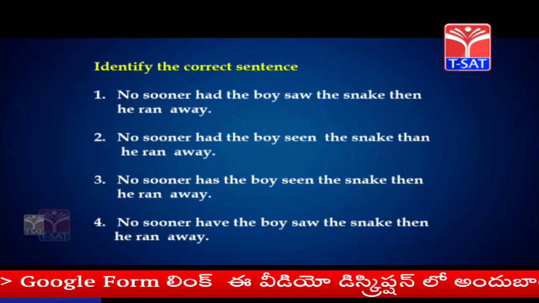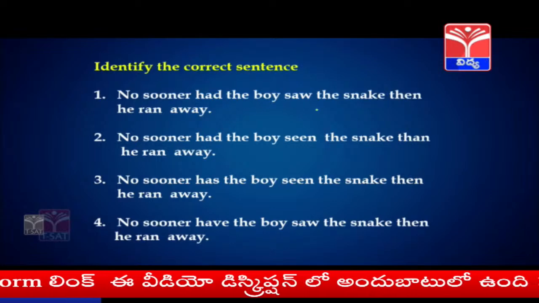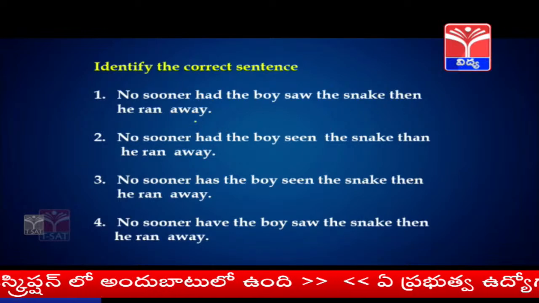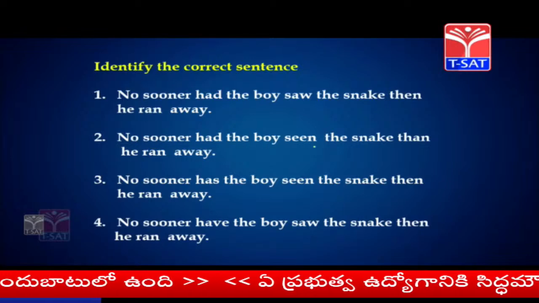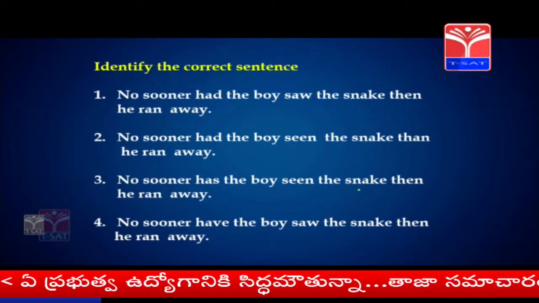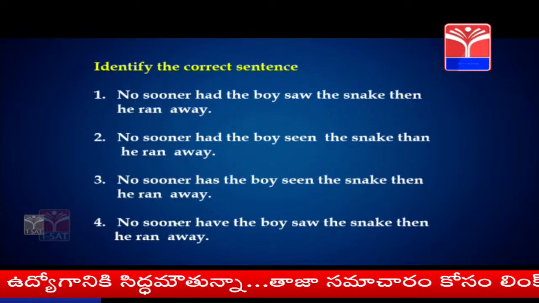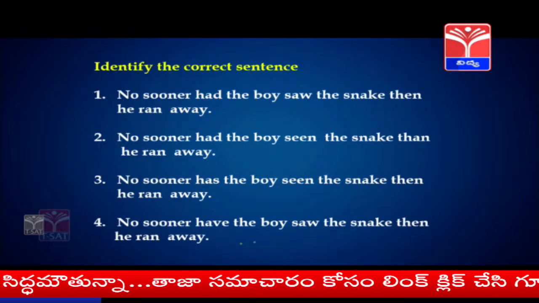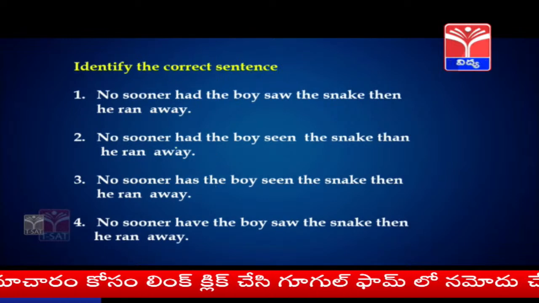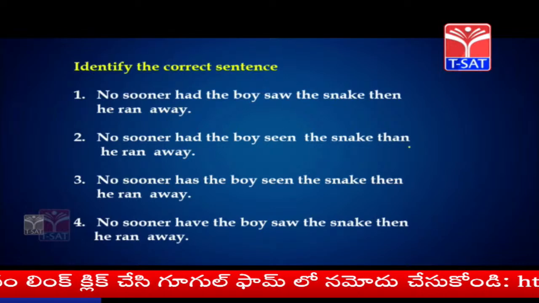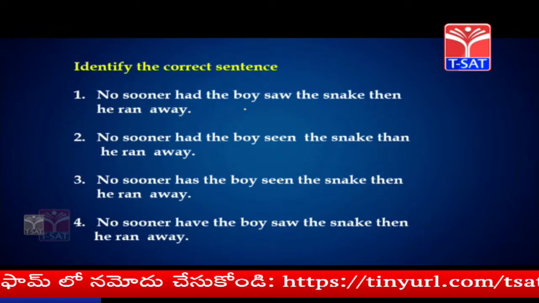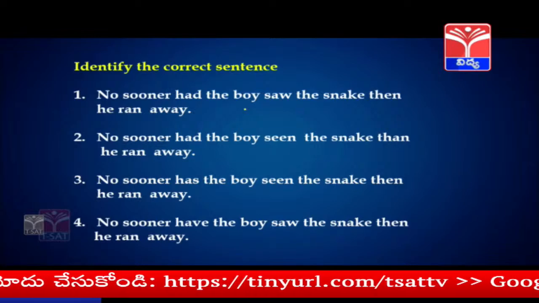Next one, this test item focuses on the structure. No sooner had the boy saw the snake, then he ran away. No sooner had the boy seen the snake than he ran away. No sooner has the boy seen the snake than he ran away. No sooner have the boy saw the snake than he ran away. The common structure is no sooner followed by than, and we use no sooner than when we refer to a set of actions that happen immediately in the past.